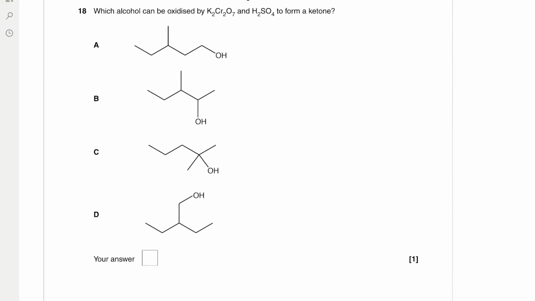Question 18. Which alcohol can be oxidized by potassium dichromate and H2SO4 to form a ketone? So we know that when we oxidize alcohols, we can only form ketones from secondary alcohols. So let's go ahead and identify what these alcohols are.